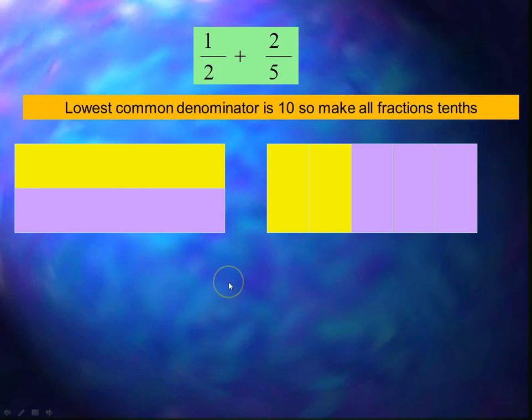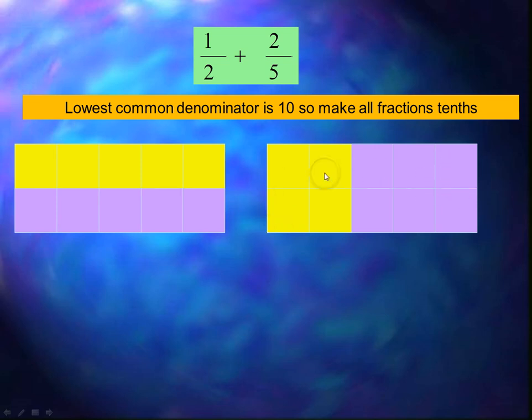Here we have 1/2 plus 2/5. Here is our 1/2 in picture form, and 2/5 in picture form here. When we think about what the lowest common multiple of 2 and 5 would be, we know that the lowest common multiple is 10, so that has to be the lowest common denominator as well. So let's make all fractions into tenths.